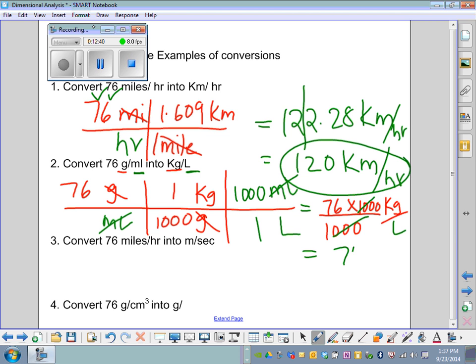Is that right? Everybody with me? The 1,000 and the 1,000 cancel. My number is the same, whether it's grams per milliliters or kilograms per liter. Is that right? Any questions? The 1,000 on the top and the 1,000 on the bottom cancel each other. Alexis? It's not clear?